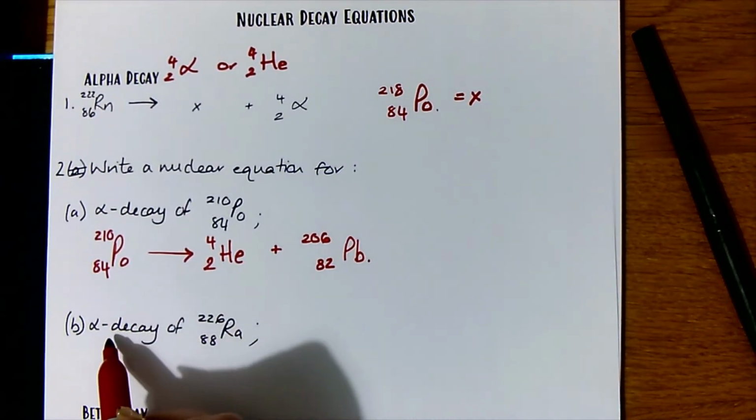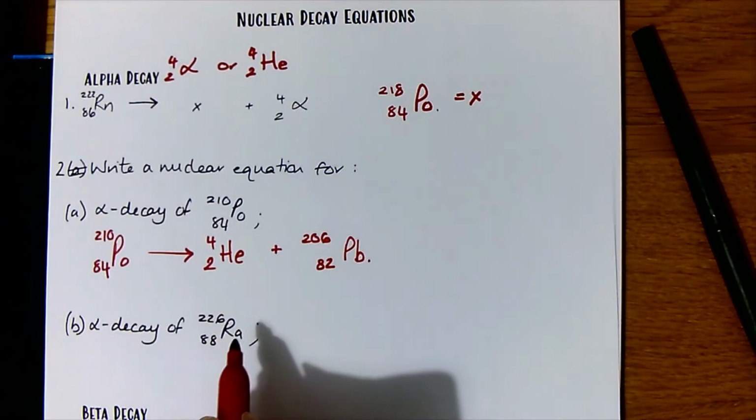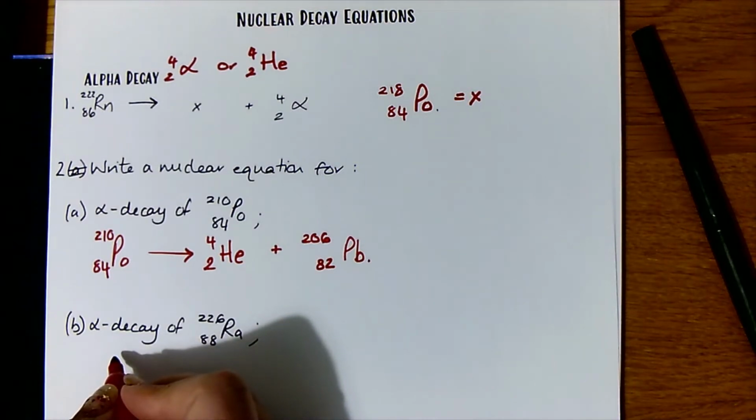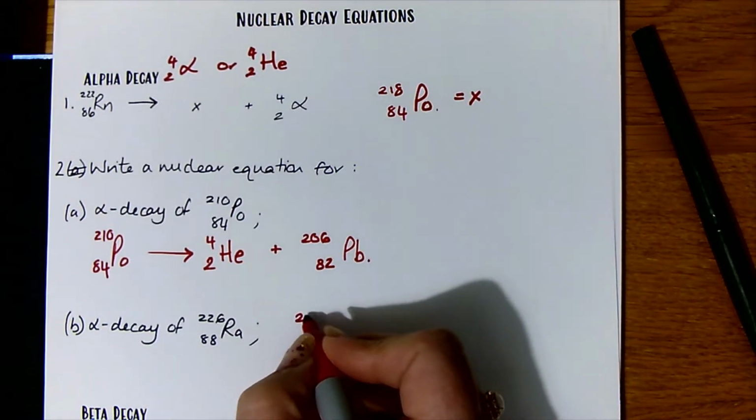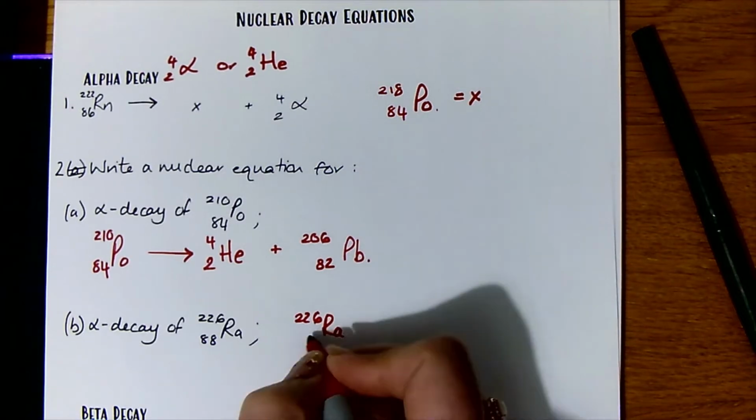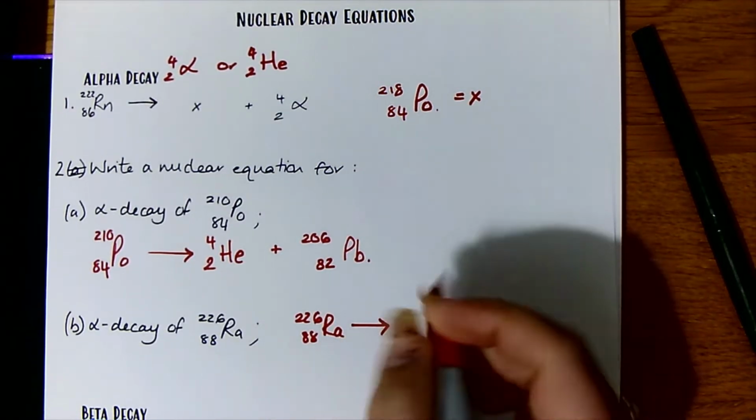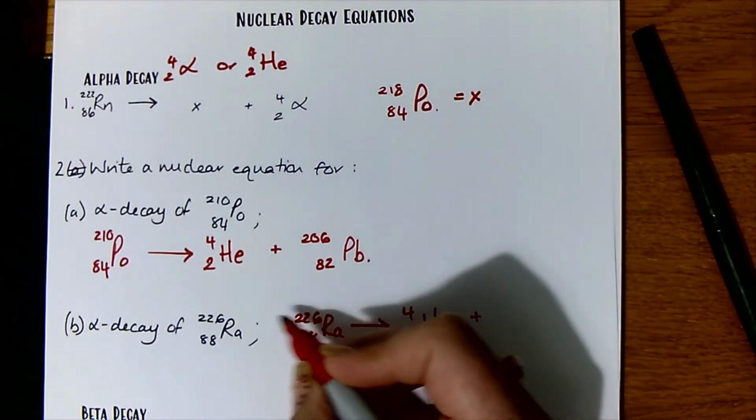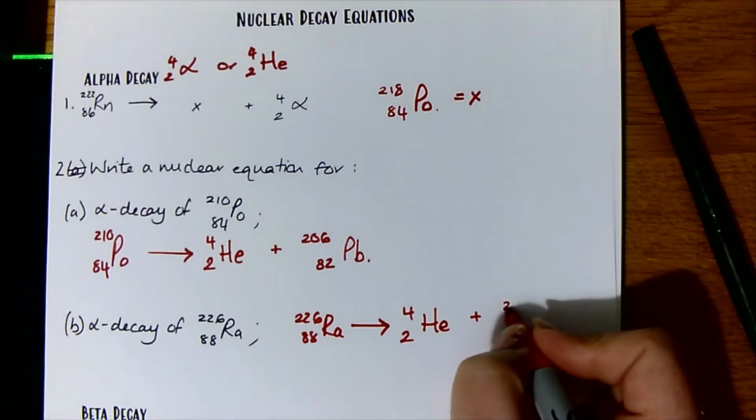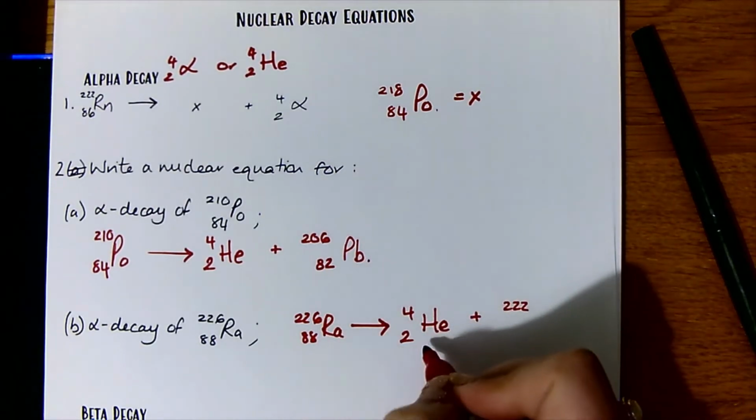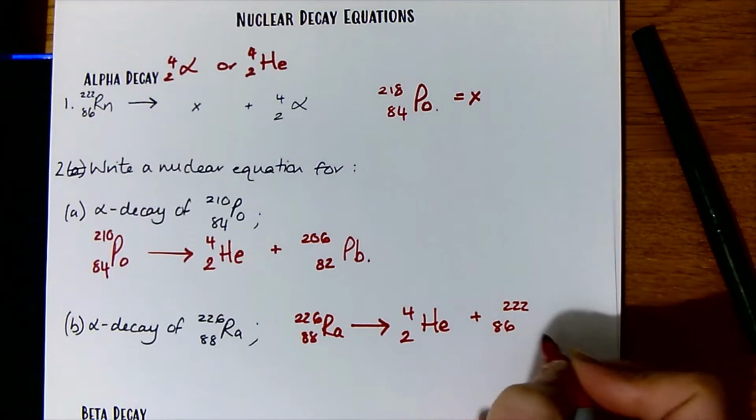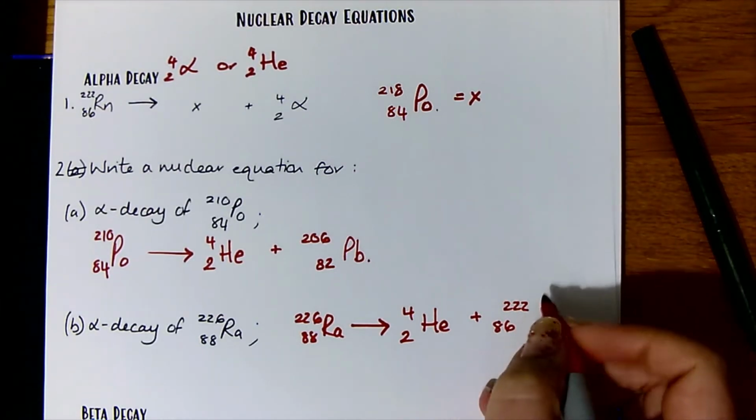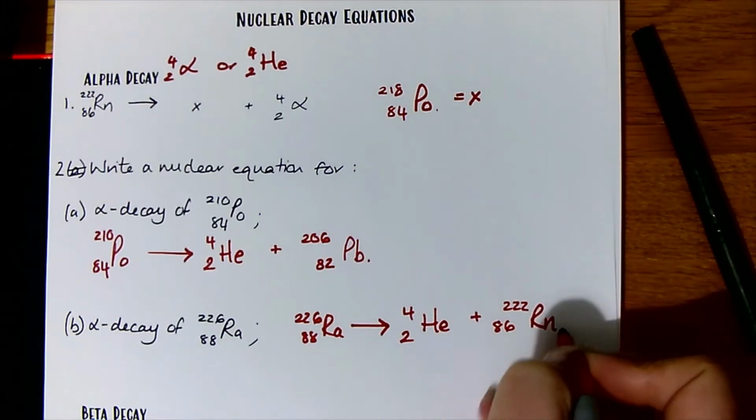And for one last example of alpha decay, here we have a radium 226 atom. Again, let us write out our starting species. We know that it's going to undergo alpha decay. 226 minus 4 is 222. 88 minus 2 is 86. And the element with atomic number 86 is radon.